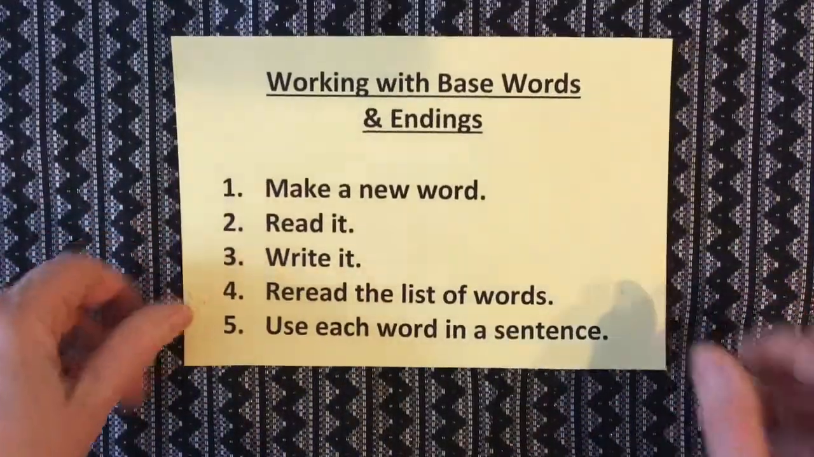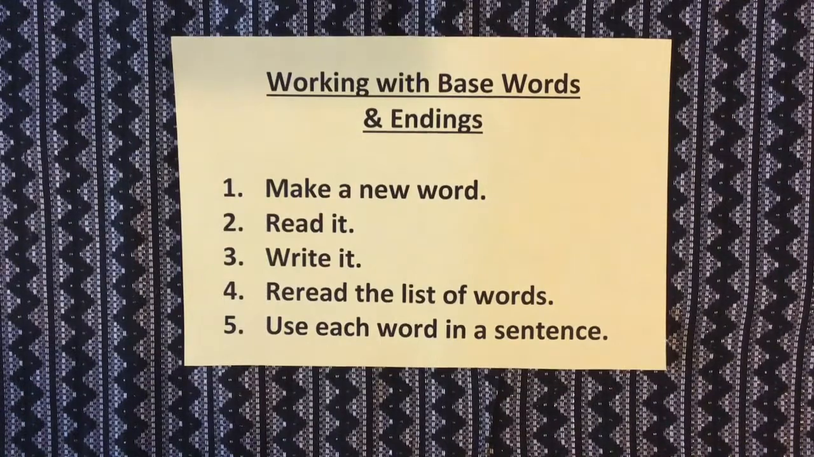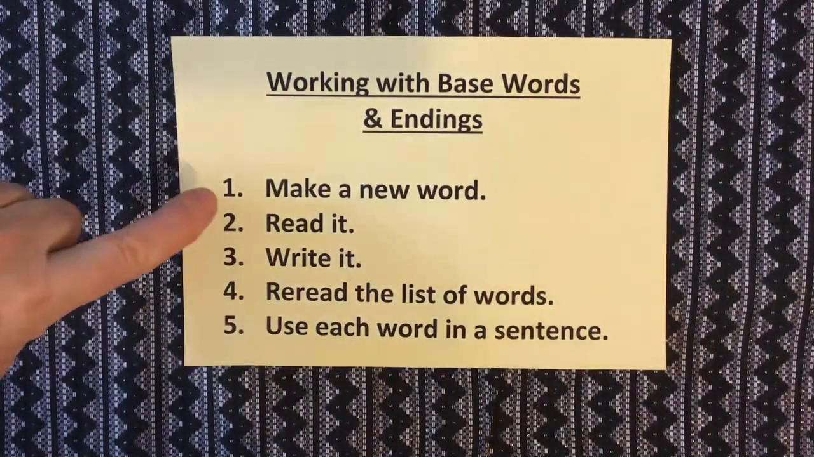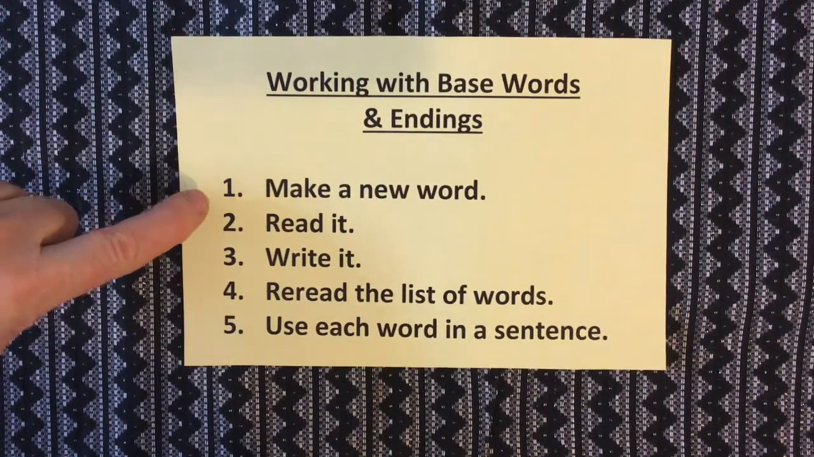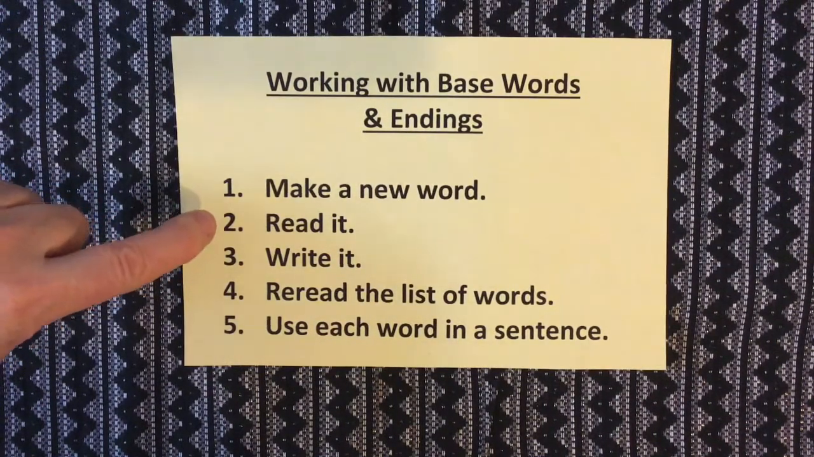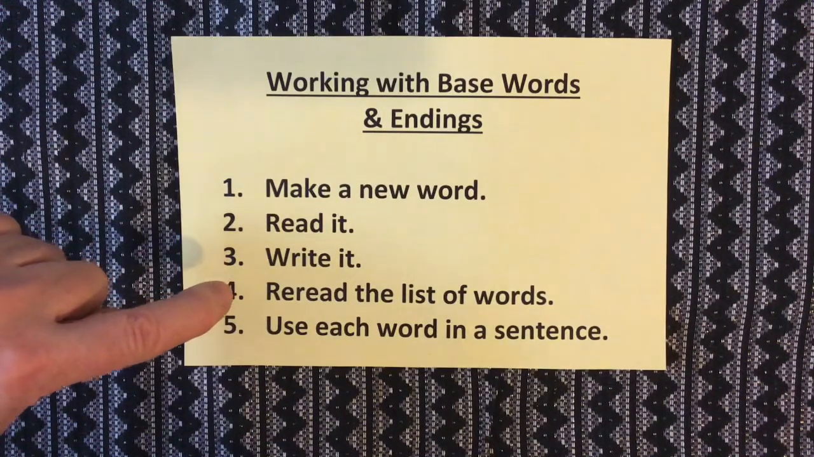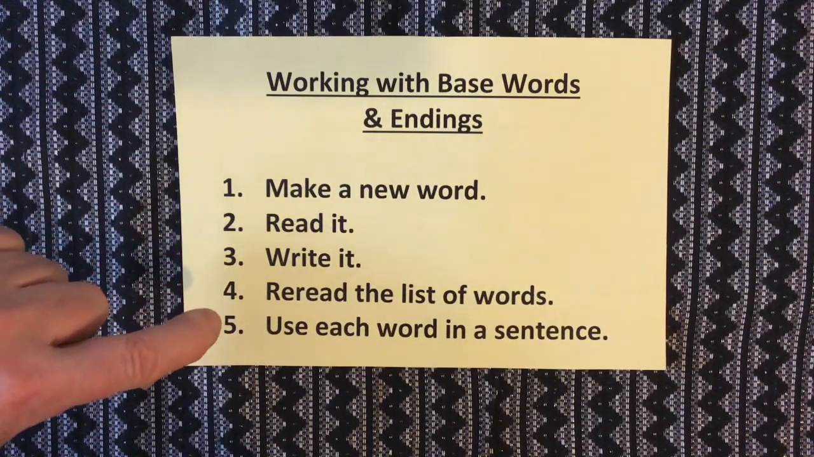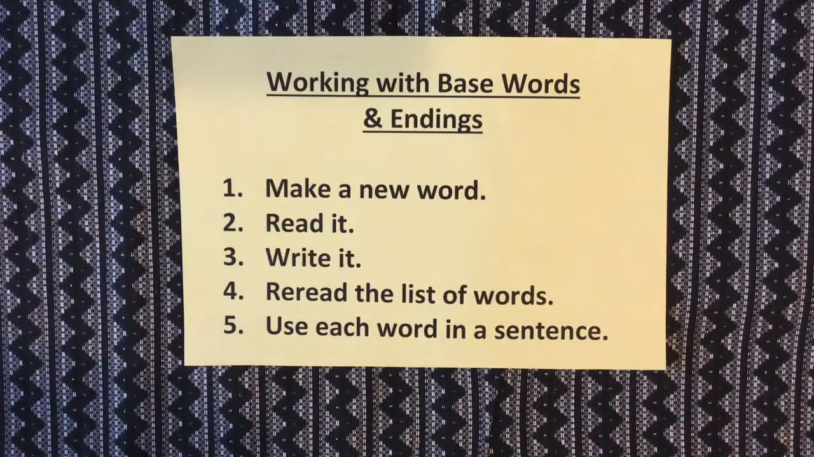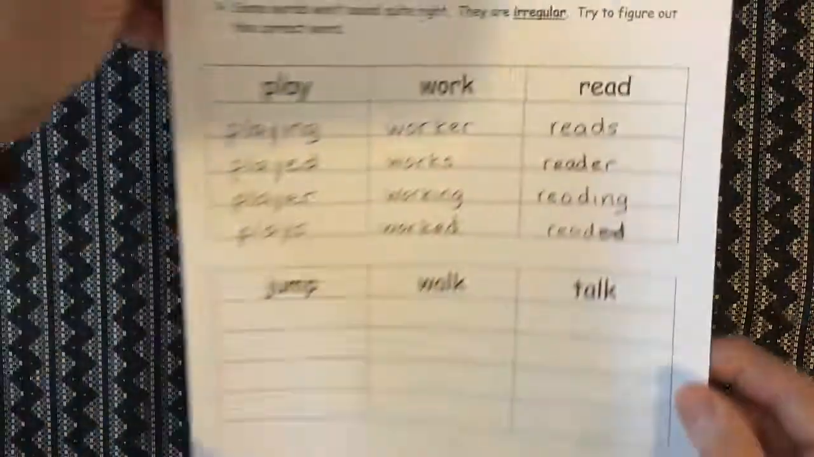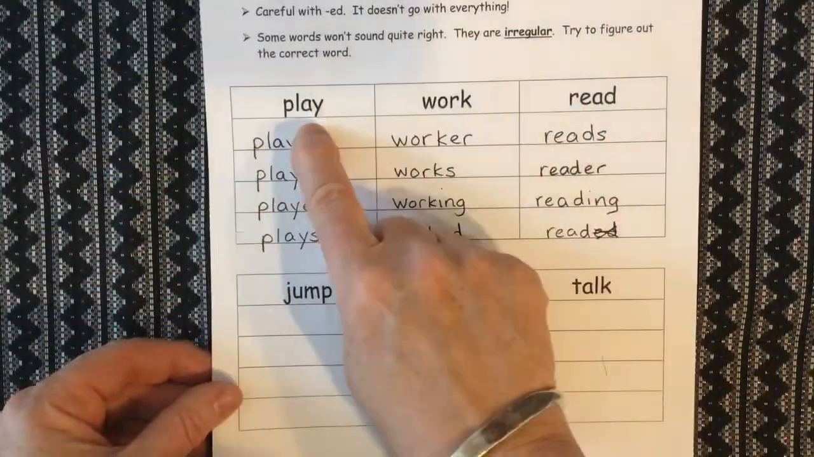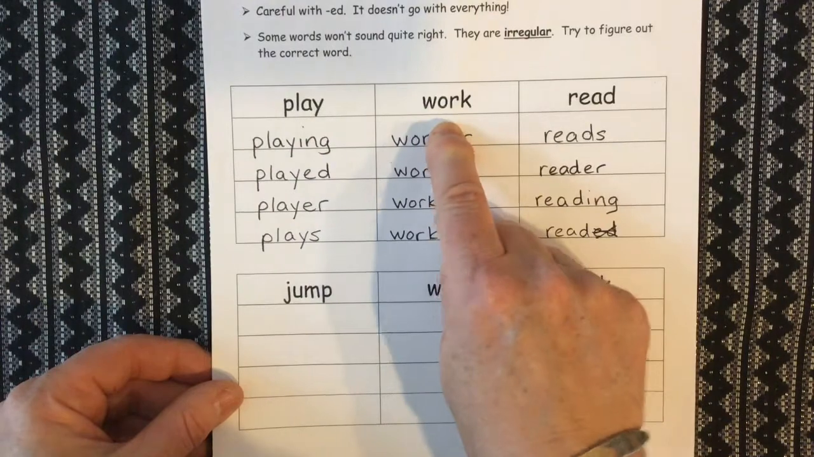Today we are going to continue working with base words and endings. Let's review the steps. Number 1, make a new word. Number 2, read it. Number 3, write it. Number 4, reread the list of words. And number 5, use each word in a sentence. So if we take a look at our paper, so far we've done play, work, and read.